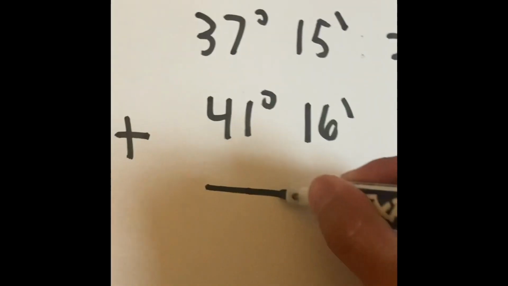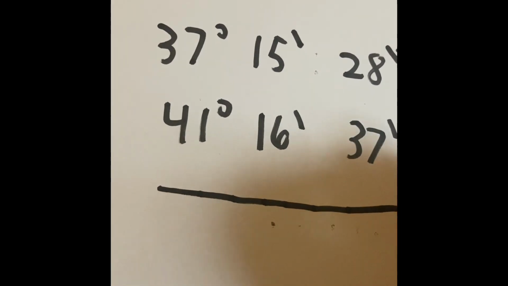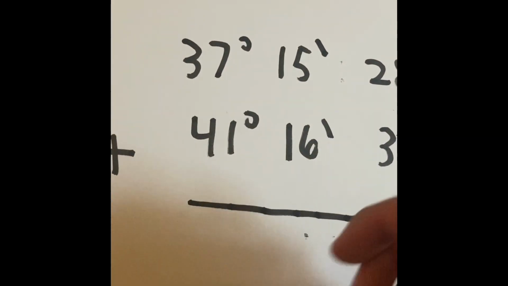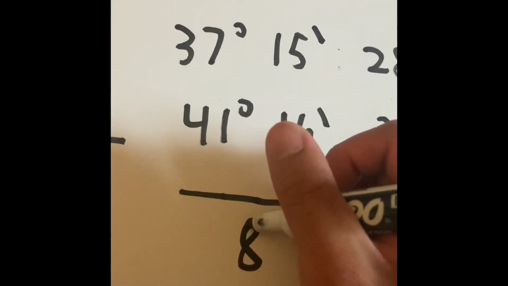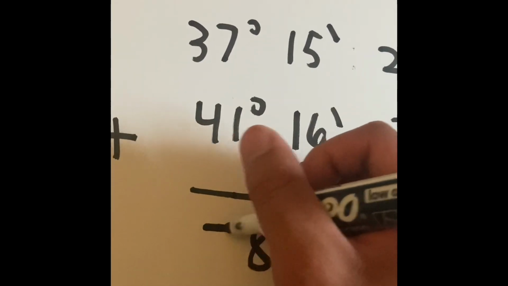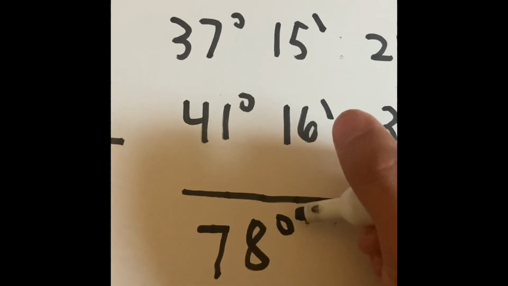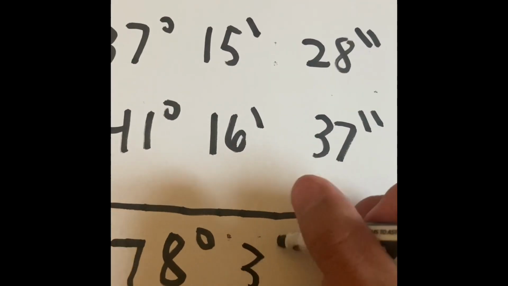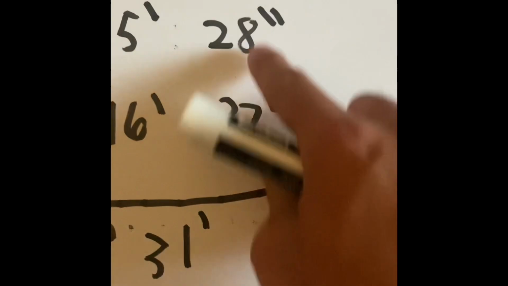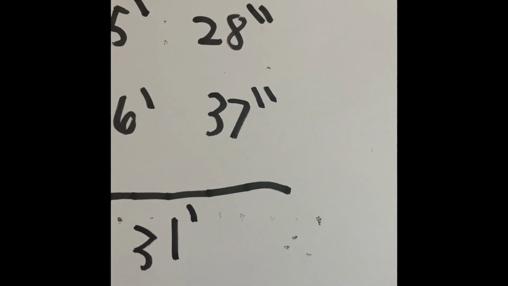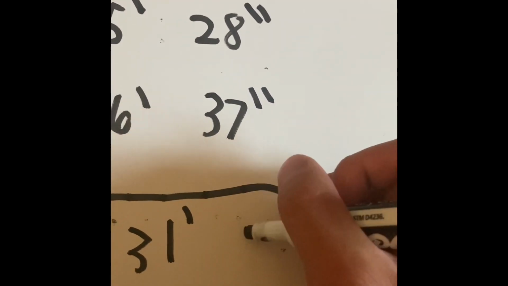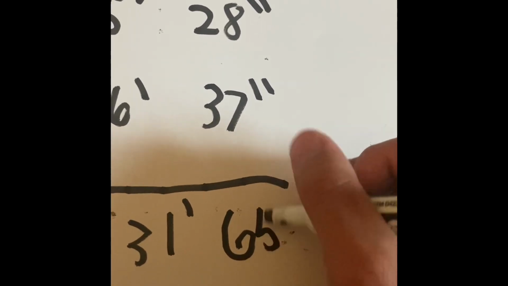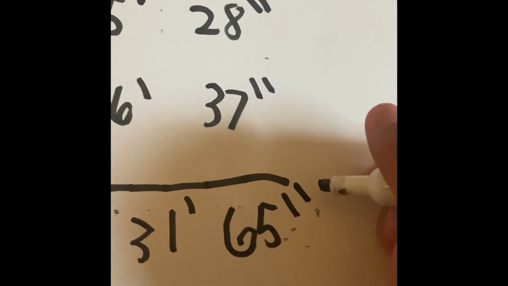So we start at the first number on the left with the digits right here. So 7 plus 1 is 8. And 3 plus 4 is 7. 78 degrees. With the minutes, 15 minutes plus 16 minutes is 31 minutes. And for this one right here, 28 seconds plus 37 seconds is going to become 65 seconds. But there's a problem.